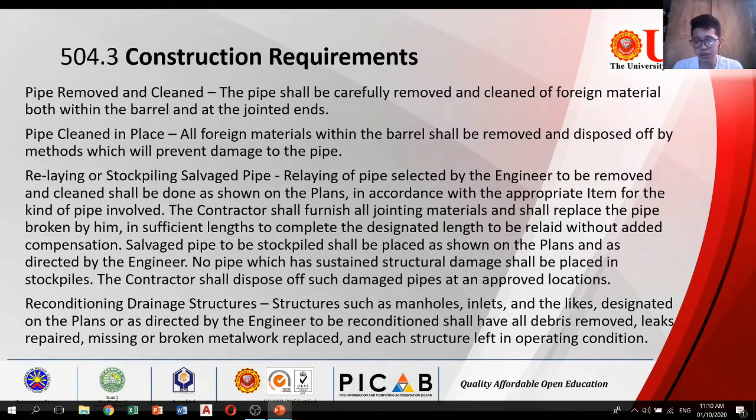Reconditioning drainage structures. Structures such as manholes, inlets, and the like designated on the plans or as directed by the engineer to be reconditioned shall have all debris removed, leaks repaired, missing or broken metalwork replaced, and each structure left in operating condition. So, that is simple, it is just the cleaning of the pipes and the drainage.